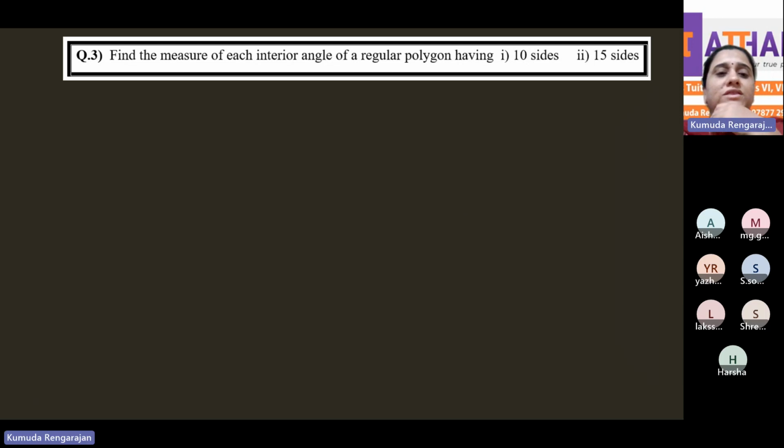So find the measure of each interior angle of a regular polygon having 10 sides. What's the formula? (N minus 2) into 180 by N. And N is 10. Got this?